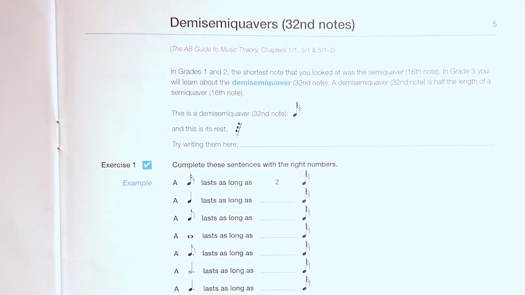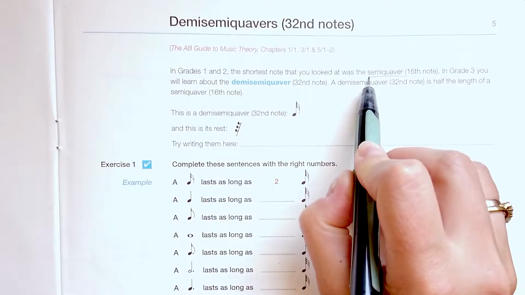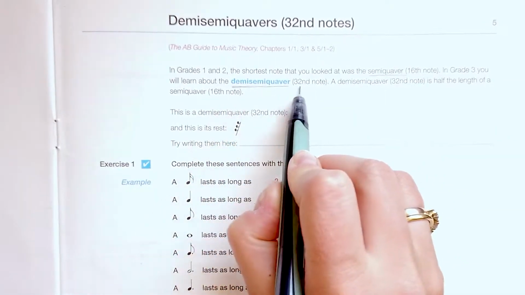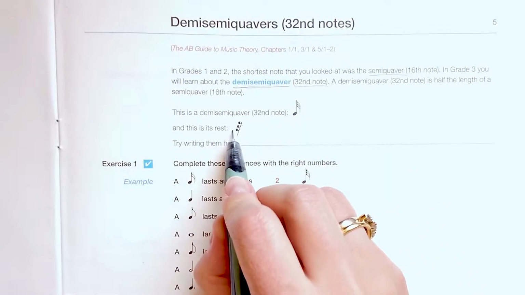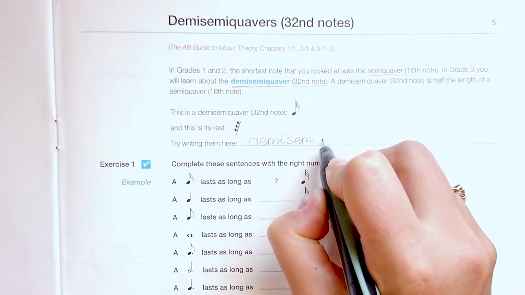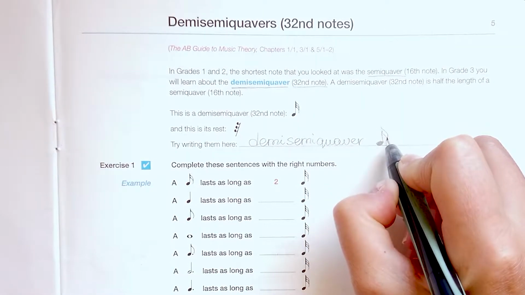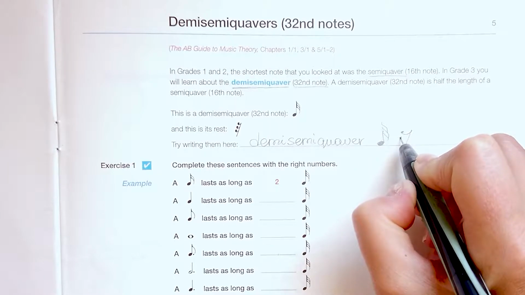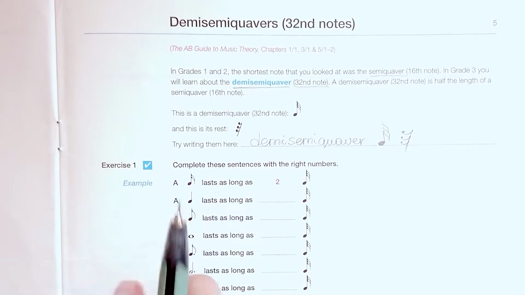Our topic is the demisemiquaver notes. Before, we spoke about the semiquaver, and today about the demisemiquaver, the 32nd note. The demisemiquaver is the note which has three tails, and its rest has three tails as well. We always write demisemiquaver as one word, with the note having three tails and the rest having three tails as well. Our next task: we have to complete the sentences by the numbers.